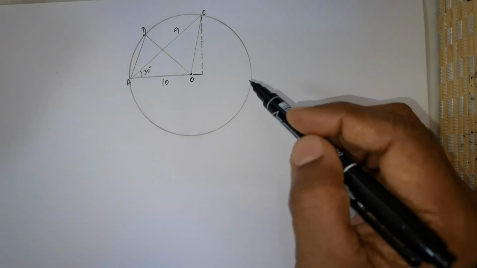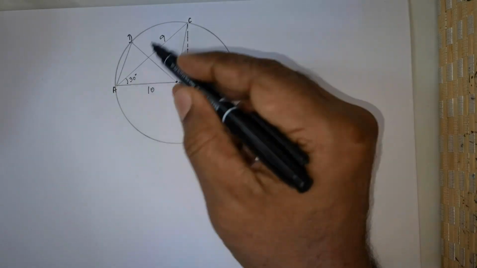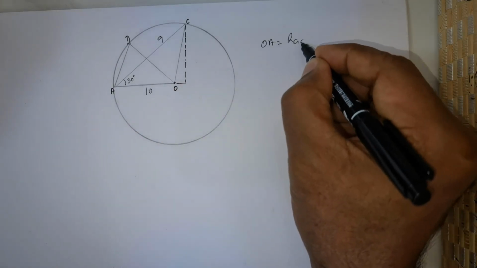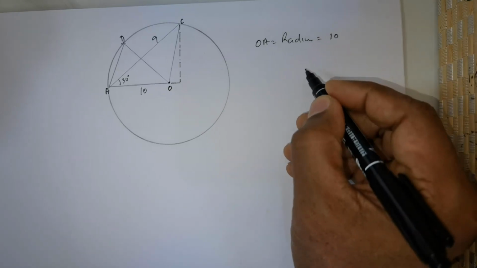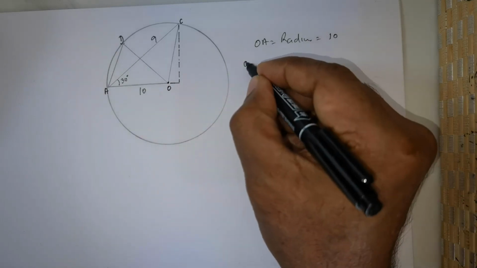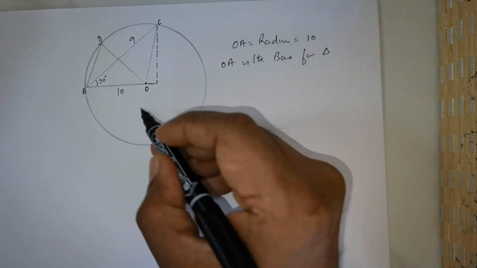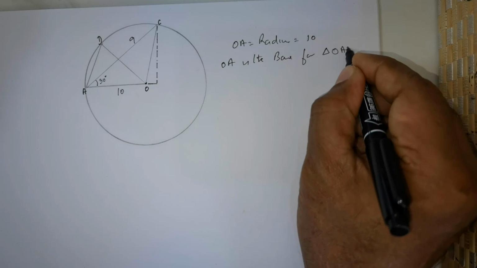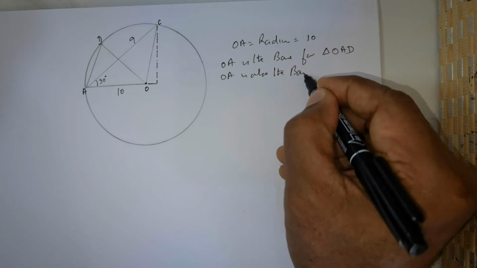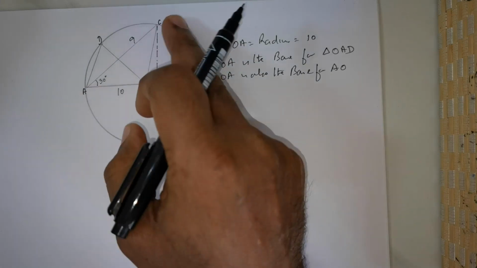Welcome everybody. We got a beautiful question. Now we have a circle. Inside the circle we got two triangles. Now OA is the radius and that is 10 units. Now this OA is the base for triangle OAD, and OA is also the base for triangle OAC.